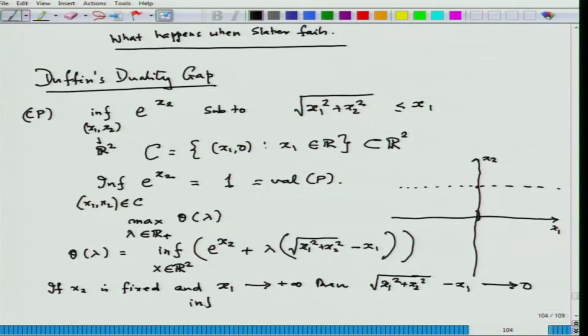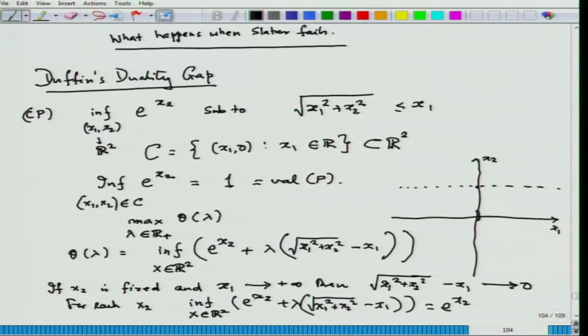So, the infimum for a fixed x2, for each x2, over x in R2: once I fix x2, I can only move along the line passing through x2, which is parallel to the x1 axis. So the infimum over x1, which is the same as the infimum over x1, x2 of e to the power x2 plus lambda times root of x1 square plus x2 square minus x1, this thing is nothing but e to the power x2. So I know the minimum value of the function over this line when x2 is held fixed, and if I change x2, again I will know in the same way the minimum value, which will be e to the power of that particular value of x2.